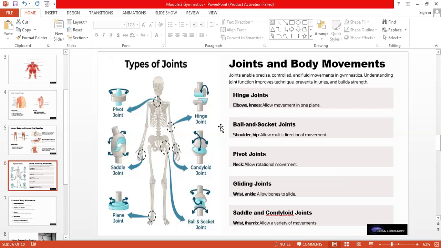And also we have the ball and socket joints, and this can be seen in the shoulder and in the hip.